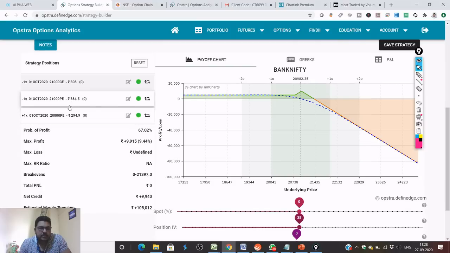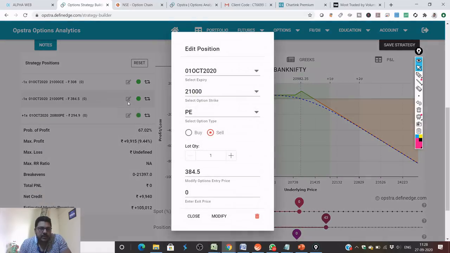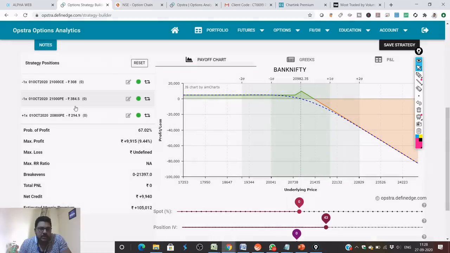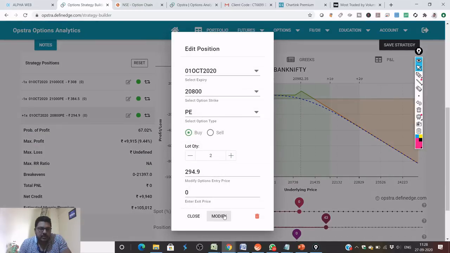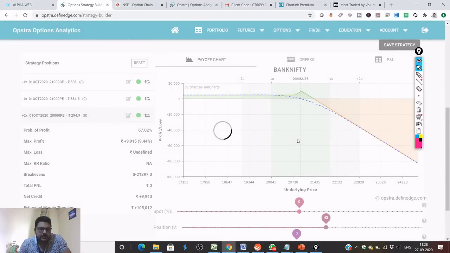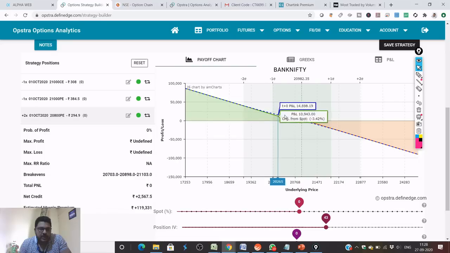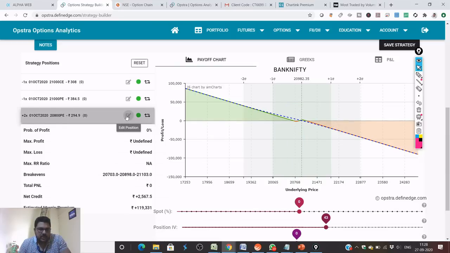So what do we do now? So we do a 21,000 to low. So 384 is what we sold, 294 is what we bought. So we can increase one more here. Let's see what happens. Okay, now it's completely a 50-50 ratio. We don't know what profit we're having, we don't know what loss we're having. Any movement from here will lead to a loss or a profit very quickly, which is not advised.